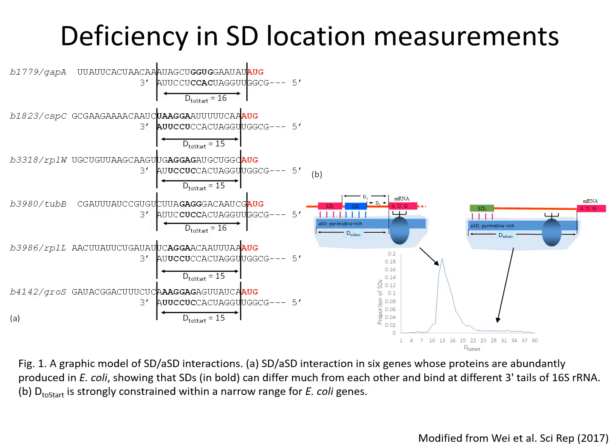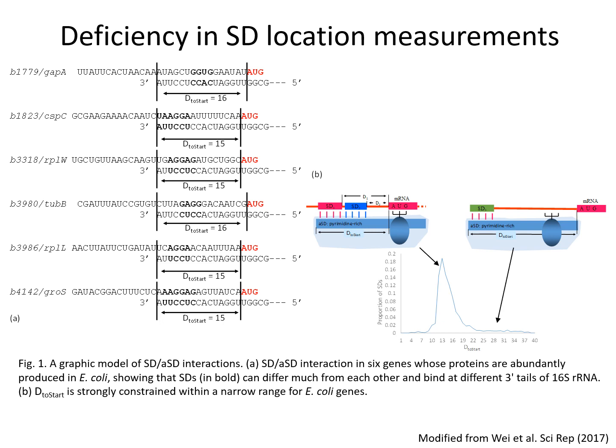In previous studies, people have measured this distance as how close to or how far away the SD motif itself is to the start codon. However, there are problems with this conventional measurement. Here we have 6 E. coli genes, and using this measurement, the location of the SD motif in bold will all differ.